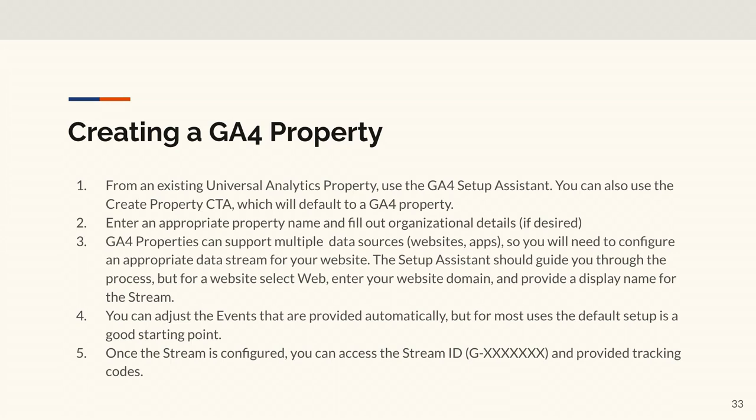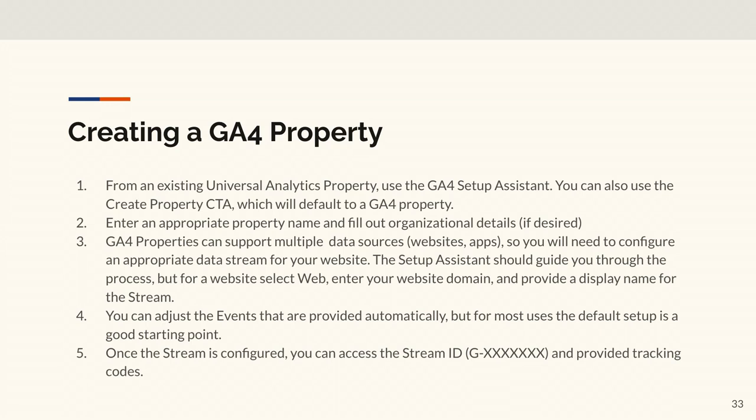Create a Google Analytics 4 property. Super easy. In Google Analytics, you either use the GA4 Setup Assistant in the admin view for your existing Universal Analytics property, or you hit the Create Property CTA, which will default to a Google Analytics 4 property. Enter the appropriate name, fill out the organizational details. Since the properties support multiple data sources, you'll have to set up a data source. It will guide you to that immediately following.